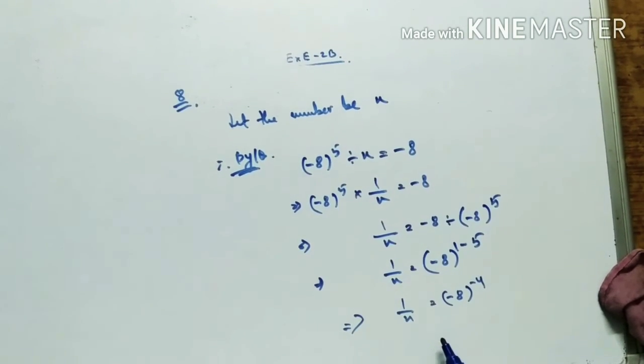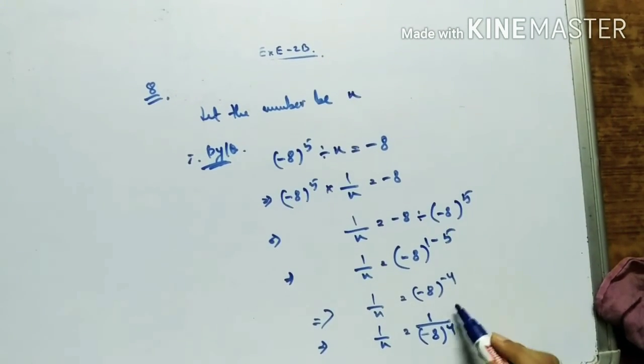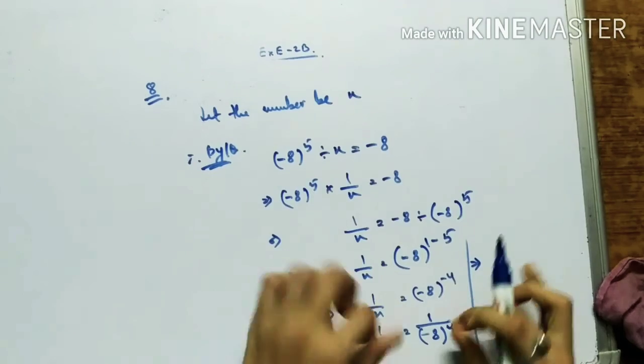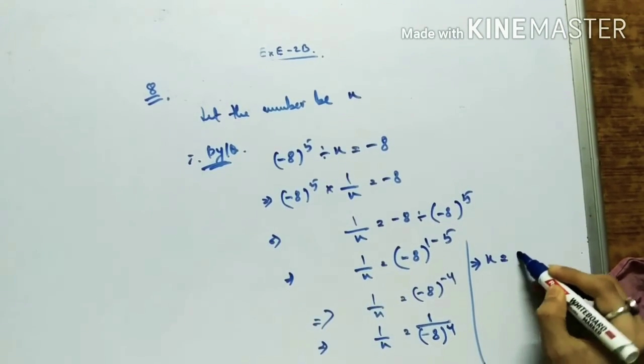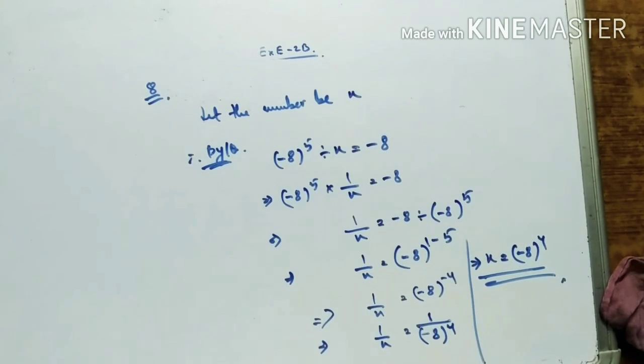Minus 8 to the power minus 4, I will get. So 1 by x is equal to 1 by minus 8 to the power 4. Ultimately, if I invert both sides, I will get x is equal to minus 8 to the power 4. This is our answer.